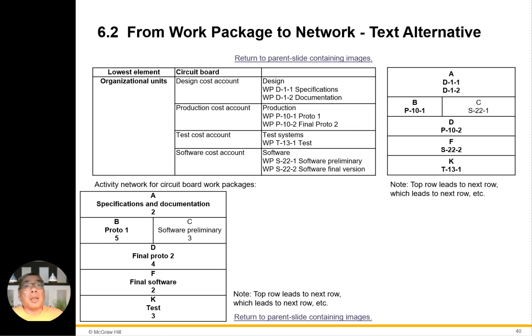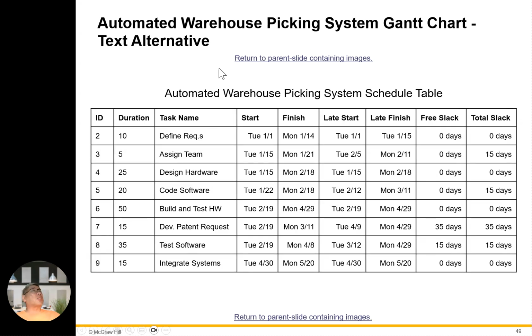And then look at the work package network and give an example here of the organization from work to package network. In the text alternative, it gives you an idea of arrows from the lowest element to circuit board design costs, okay? Production cost here, test cost account, software cost account, all the way. And the activity network and work package from here can give you an idea of the total chart. The automated warehouse picking system schedule table.